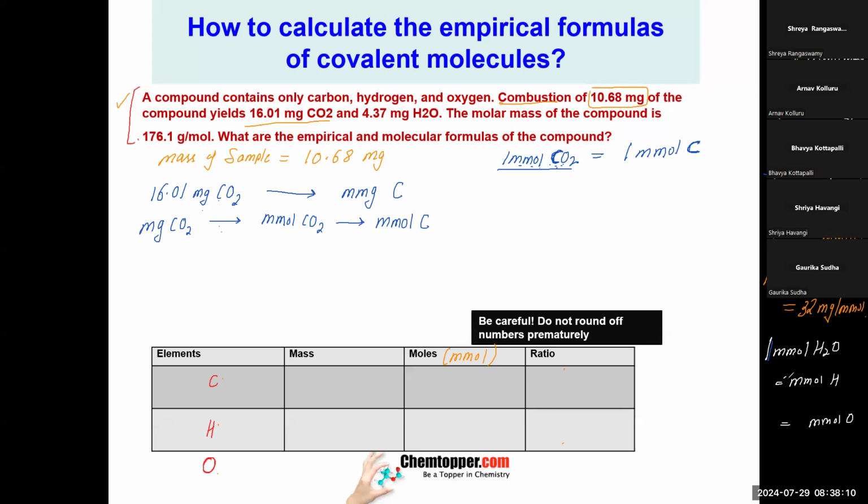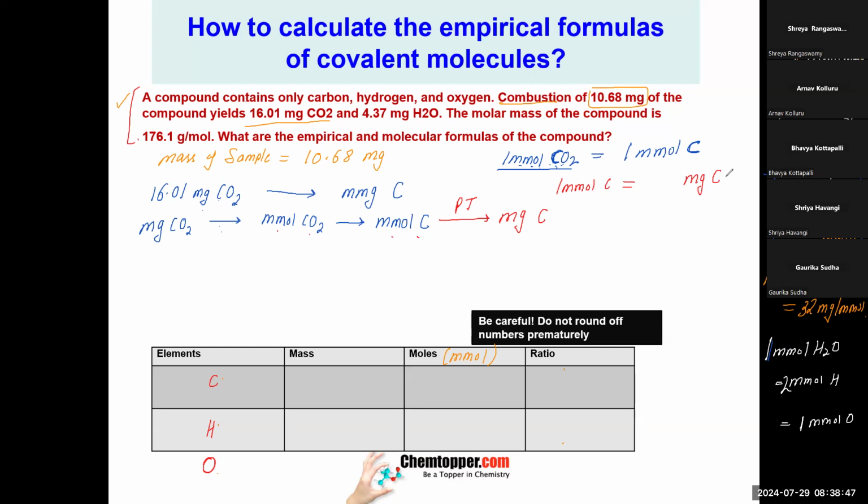Yes, Bhavya, good. 2 millimoles of hydrogen. How many millimoles of oxygen? 1. Korika, you are getting it? Good. So it means I can convert millimoles of CO2 to millimoles of carbon. And from millimoles of carbon, I can get the milligrams of carbon by using the periodic table. By using this ratio that 1 millimole of carbon is equal to how many milligrams of carbon.